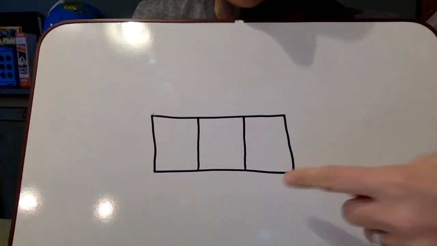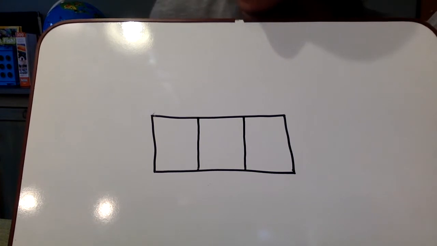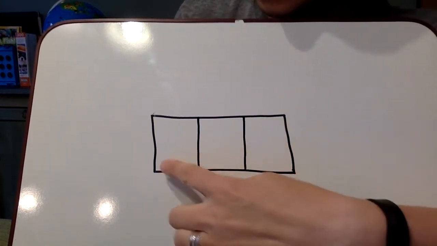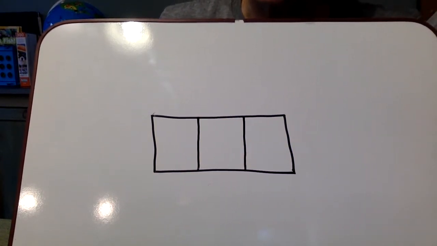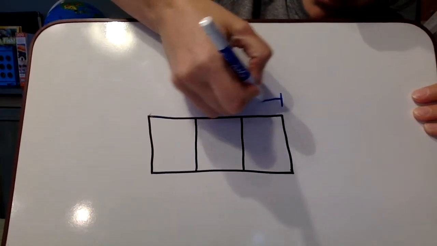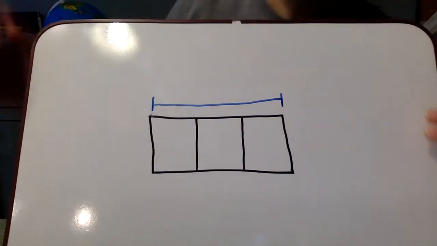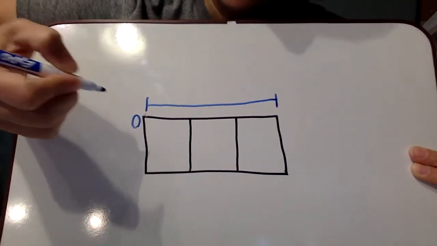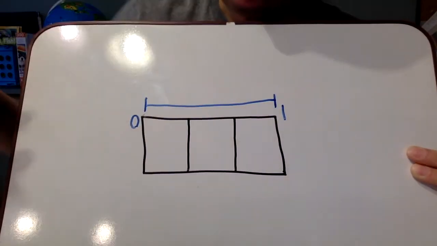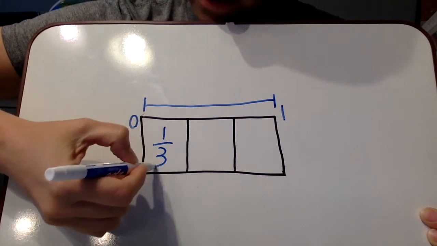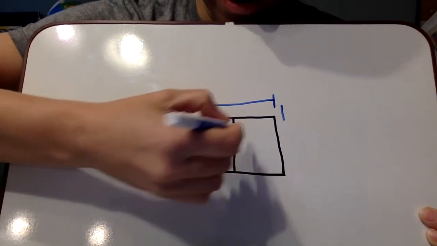Say I gave you this model. I guarantee you that each of you could tell me that there are 3 equal pieces, so that this rectangle is divided into thirds. But could you show it on a number line? So let's say I took my number line and I drew it up above my model. I started at 0 and I went to 1 on the other end of my number line. I know each of these pieces has a value of 1/3.